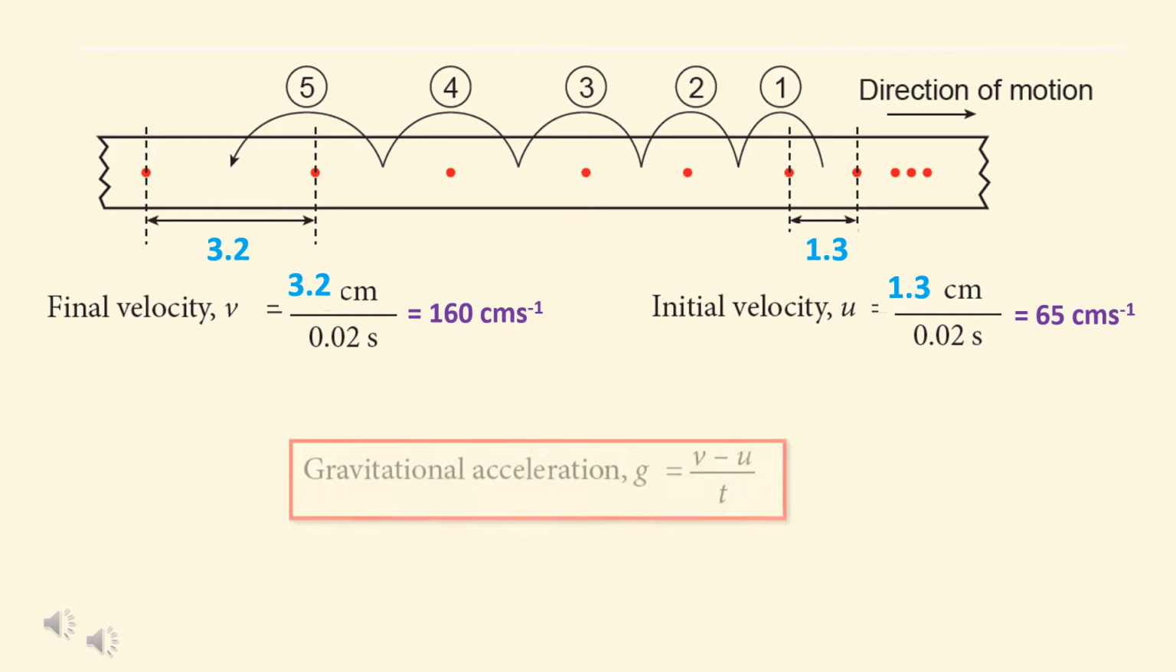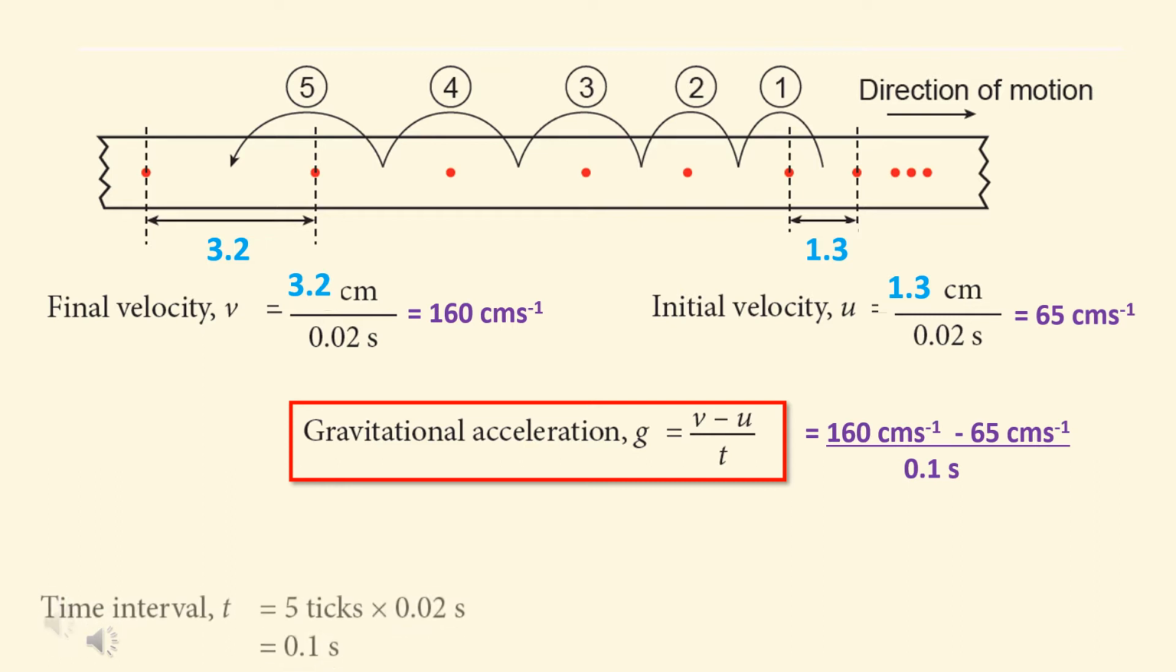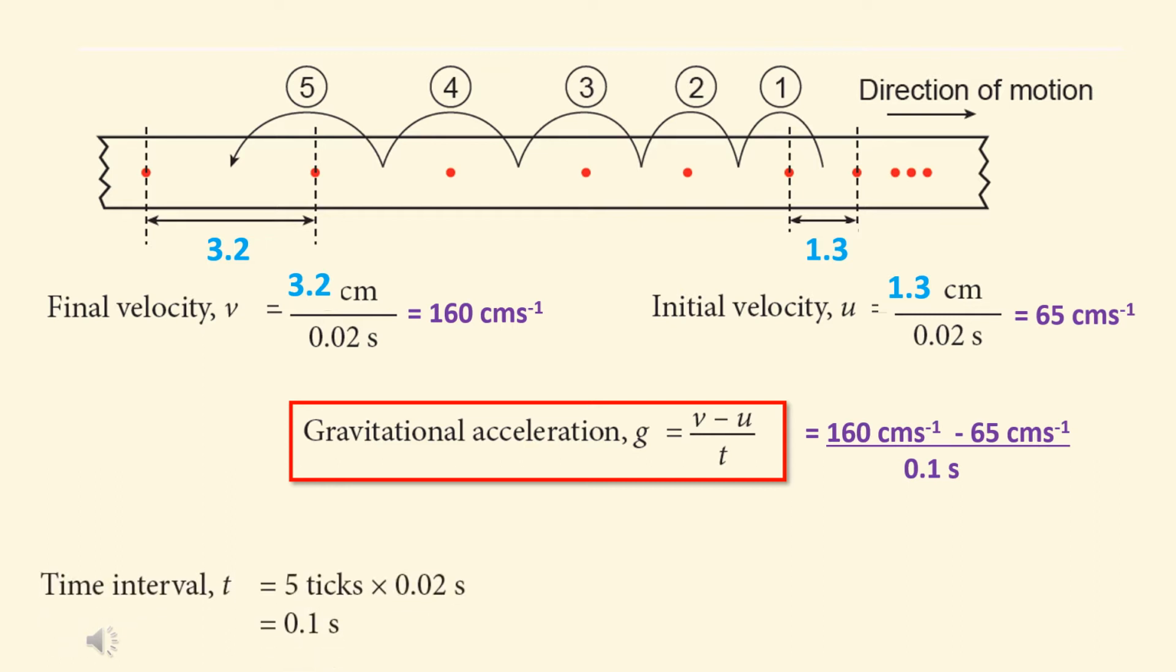The gravitational acceleration, g, is 160 minus 65, divided by the time interval, t, which is 0.1 second. Finally, g is equal to 950 centimeters per second. Convert the unit centimeter to meter, this is equivalent to 9.5 meters per second.